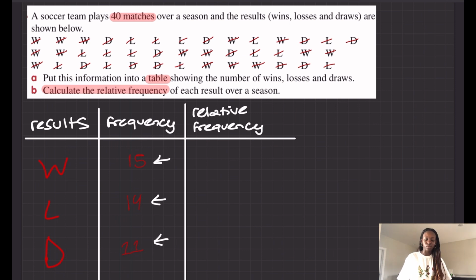So they told us for this question that there's 40 matches over a season, and then we divided that into wins, losses, and draws, right? Sometimes they'll give you the amount of values, sometimes they won't, and you'll have to count yourself, but you can, of course, count that there's 40 in here. Since we know that there's 40, the denominator for all of these relative frequencies will be 40. So we start with the wins. We have 15 wins out of 40 total matches, and we put that into the calculator.